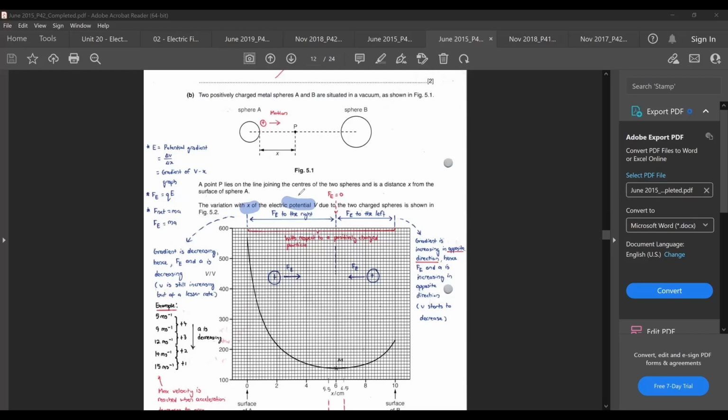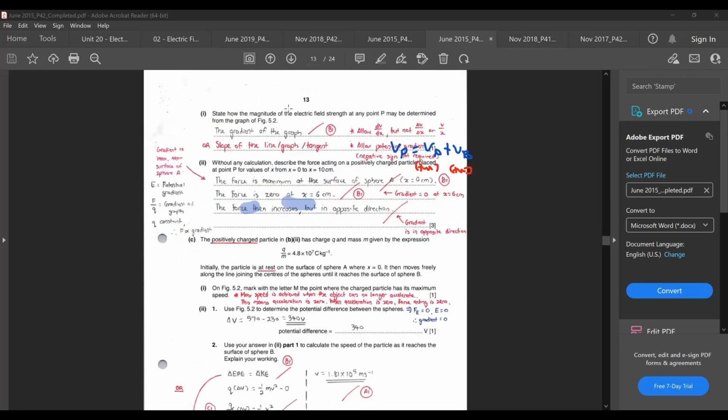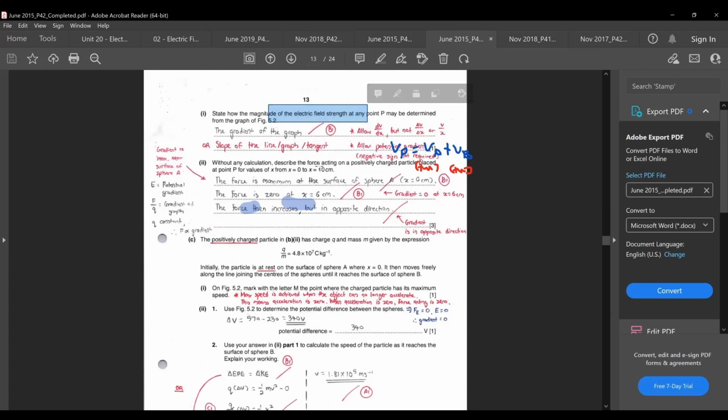We already done this kind of question so many times. We already know that VP is actually VA plus VB, where both VA and VB are positive. Here the question didn't mention this. They never told us what is the sign of the charge. But from looking at this graph here, you should already know it's VA plus VB. Okay, so this is how they got the graph shape, but the question isn't interested in that. They're just interested in finding out how do you get the magnitude of your field strength from the graph.